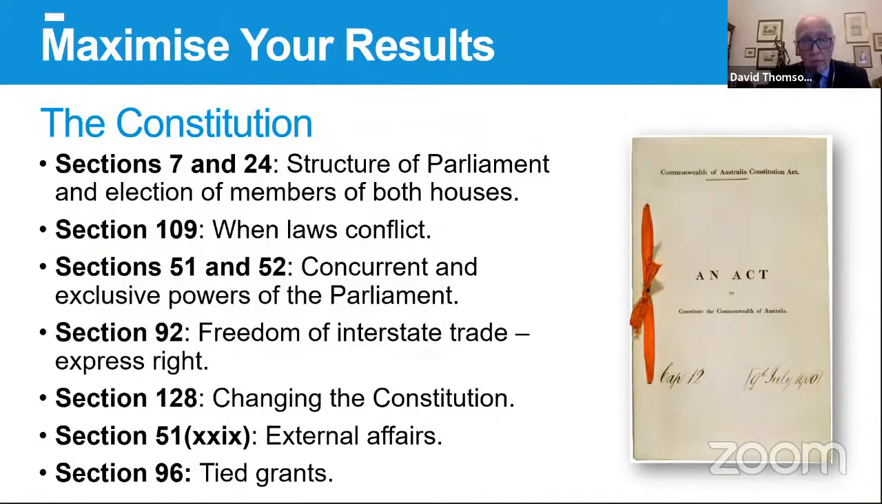And there are cases relevant to those in that document called Australian People and the Constitution, which has been sent to you.